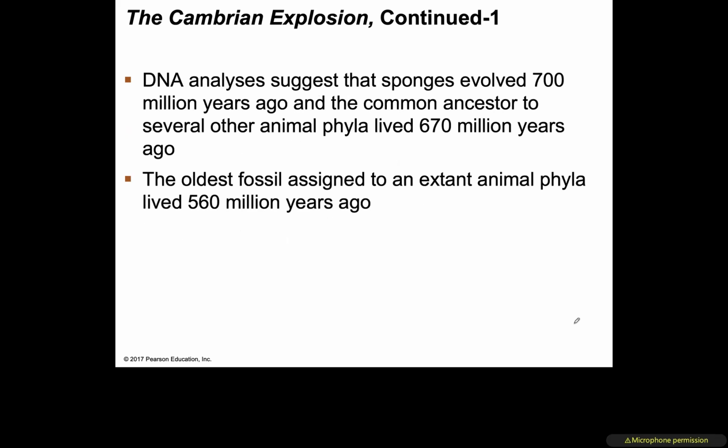And through DNA analysis, that's going to suggest, like I told you before, that your sponges evolved 700 million years ago. And that common ancestor to several other phyla lived 670 million years ago. And so your sponge is going to be more of the oldest and less changed, I should say that, the less changed type of organism all throughout time.